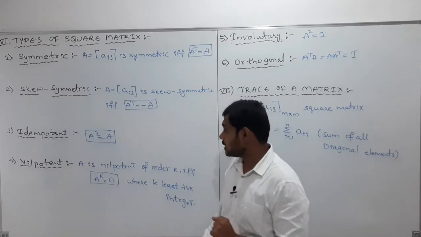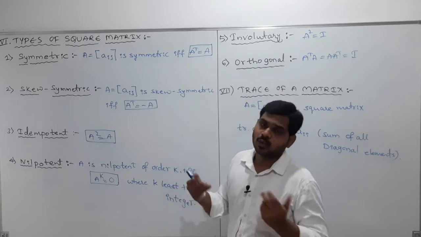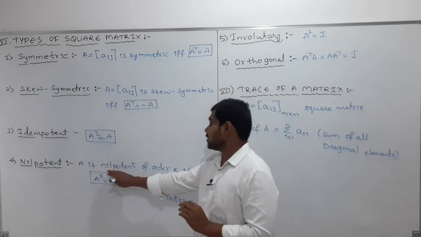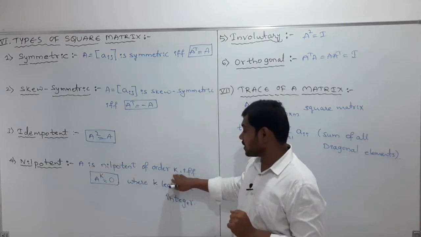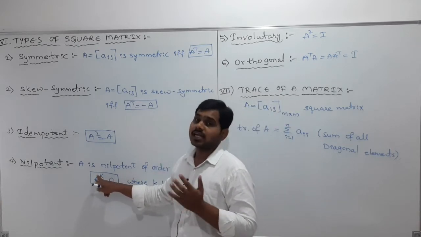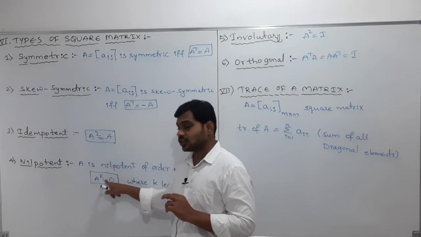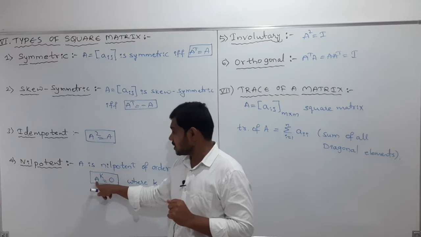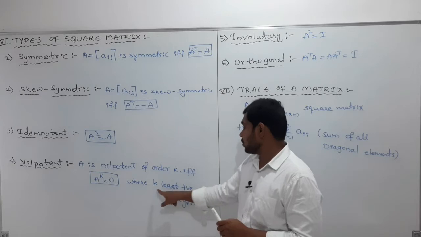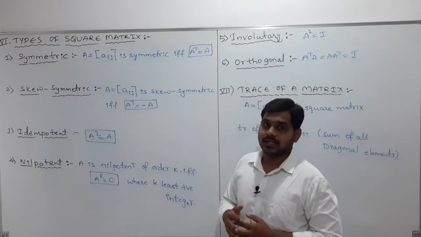So nilpotent means what? A is nilpotent of order K. Here K may be 1, it may be 2, whatever. Generally a matrix A is said to be nilpotent of order K if and only if A to the power K equals 0. If you get A to the power K equal to 0, then such a matrix A is called nilpotent of order K, where K is the least positive integer. So K should be the least positive integer.